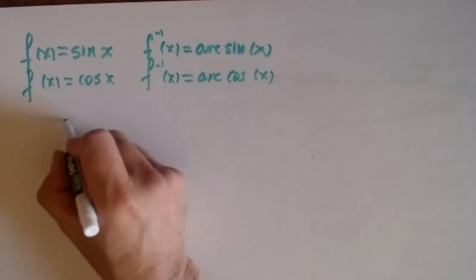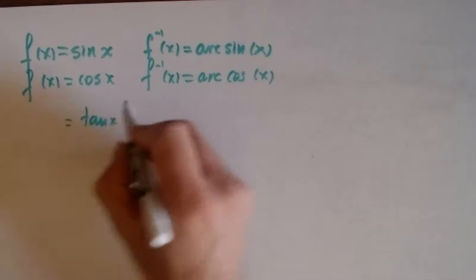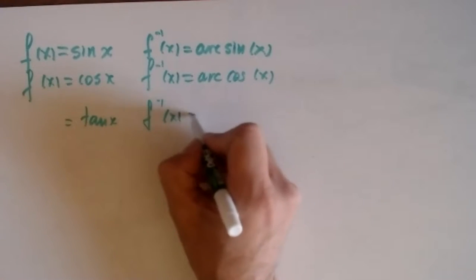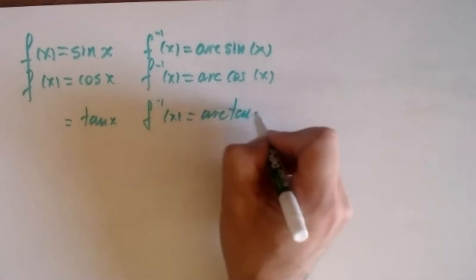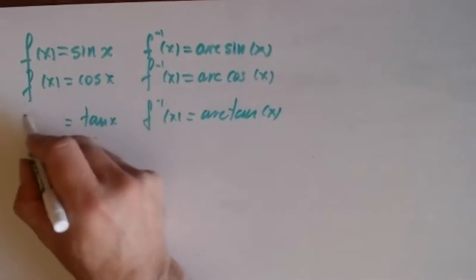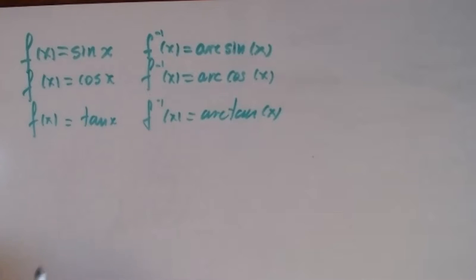For all the trigonometric functions, for instance, the tangent, the inverse is going to be the arctangent of x. And everything is going to be the same, correct? The inverse of cotangent is the arccotangent, the inverse of the secant is the arcsecant, and so on. So this is the important part.